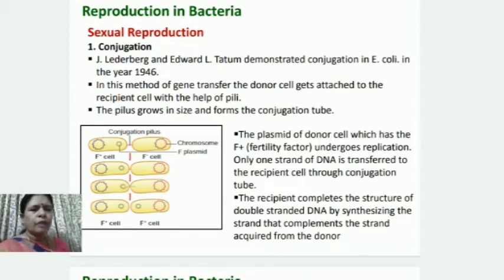The plasmid of donor cell, which has the F plus fertility factor, undergoes replication. Only one strand of DNA is transferred to the recipient cell through conjugation tube. The recipient completes the structure of double-stranded DNA by synthesizing the strand that complements the strand acquired from the donor. You can see the diagram. You can expect this as a 5-mark question.